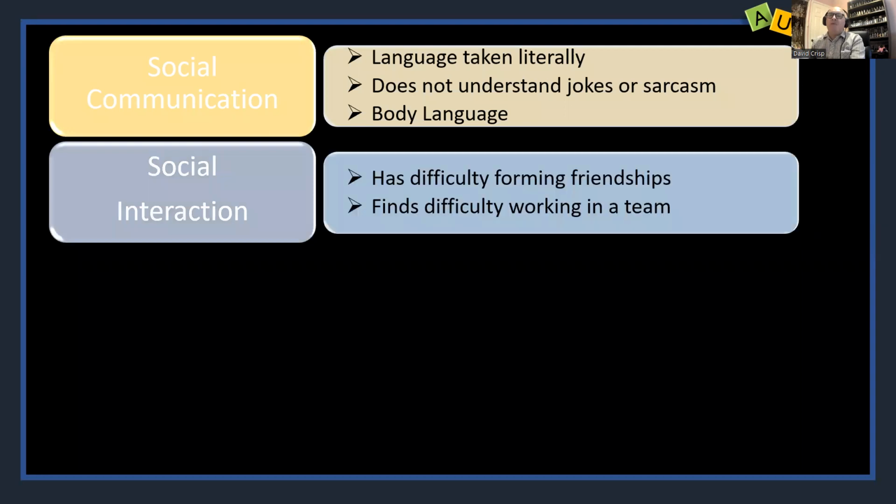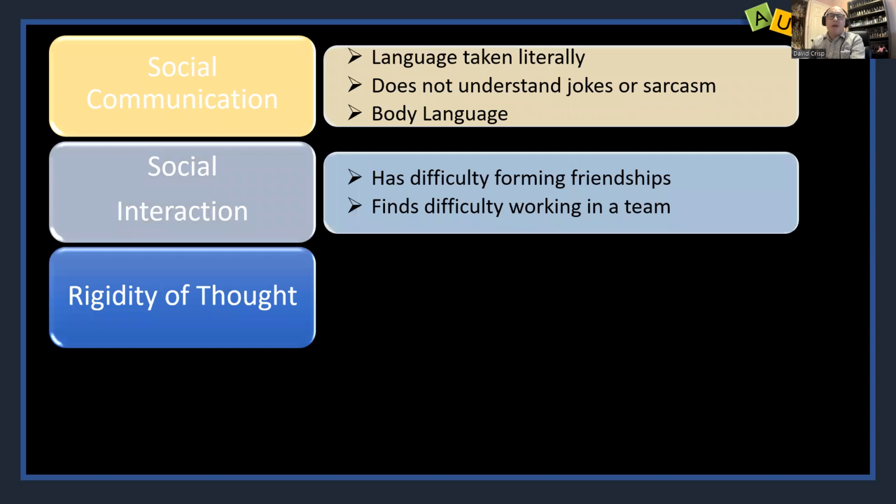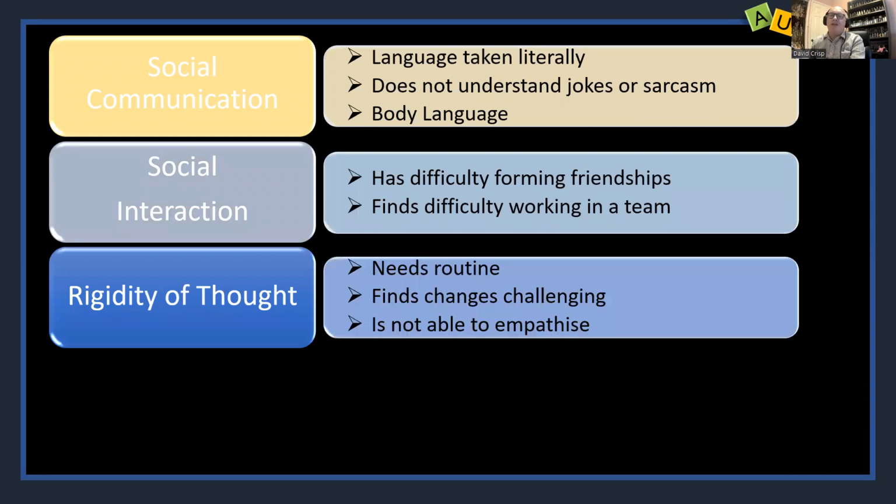Many autistic people find difficulty in forming relationships and friendships or maintaining them, and some find it difficult working in a team. Many autistics have rigidity of thought, so we're looking at that a little later too. And so autistic people often need routine, find changes challenging, and have difficulty in empathizing. But again, this isn't one size fits all. Some autistic people are over empathetic. I'll class myself under that category.